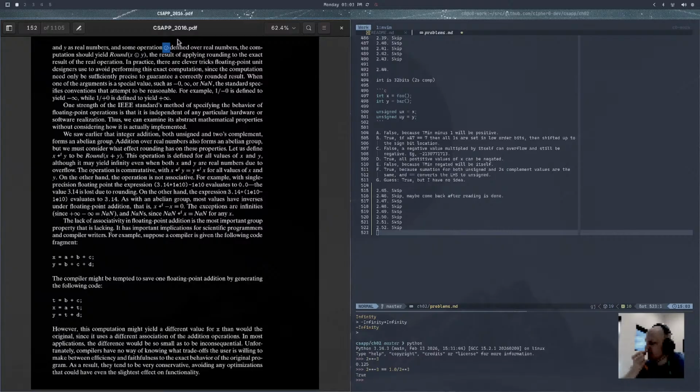For example, 1 divided by -0 is defined to yield negative infinity, while 1 divided by 0 is defined to yield positive infinity. One strength of the IEEE standard's method of specifying the behavior for floating point operations is that it is independent of any particular hardware or software realization. Thus, we can examine its abstract mathematical properties without considering how it is actually implemented.